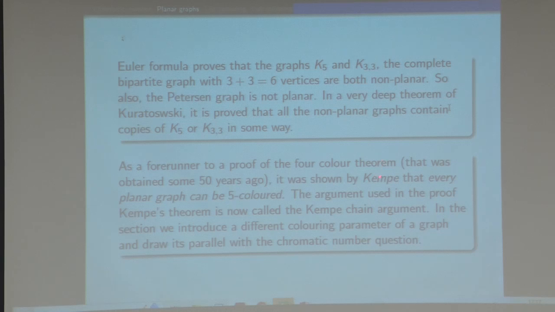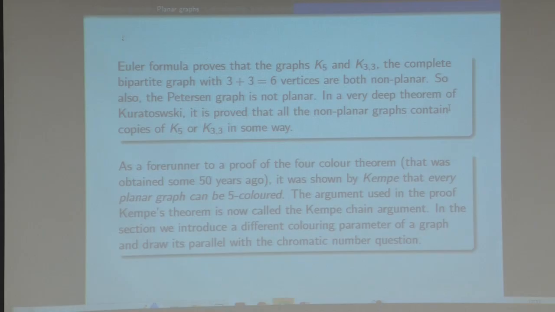The proof of the 4-color theorem was obtained about 50 years ago now. It was shown by Kempe, in major work 100 years ago, that every planar graph can be 5-colored. The argument used in Kempe's theorem is now called the Kempe chain argument. What Kempe believed himself was that he had proved the 4-color theorem, which he did not. There was a gap in his proof. And now getting back to the anecdote that I talked about, Mrs. Narlikar more or less had made an error which was similar to the one made by Kempe.